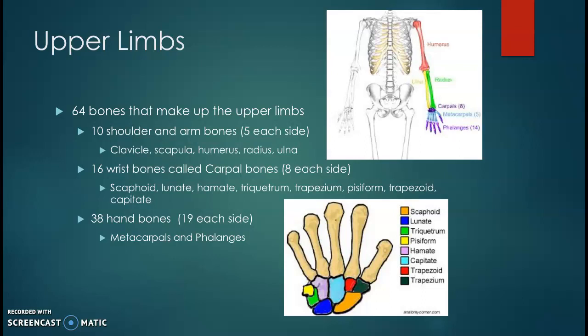And then there are 16 wrist bones called carpal bones, 8 on each side: the scaphoid, lunate, hamate, triquetrum, trapezium, pisiform, trapezoid, and capitate. The description is not in the exact order that these bones sit, but a fun way to remember it is if you look at this picture down at the bottom with the color coordinated bones, you can see that it can create an anagram so that you can remember it well.